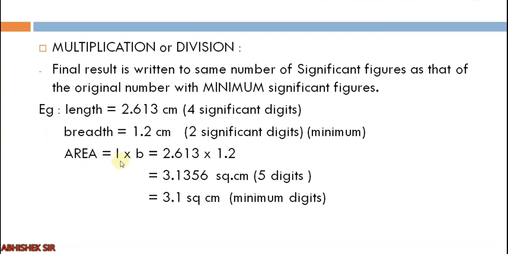Now if you find the area, that means you have to multiply these two numbers. If you multiply 2.613 with 1.2, you will get 3.1356 square centimeter. If you see carefully, this answer has 5 digits, right? But our rule was to take only the minimum significant digits. So we need to convert this 3.1356 into a number which is having only 2 significant digits. So we are taking 3.1 only, right?